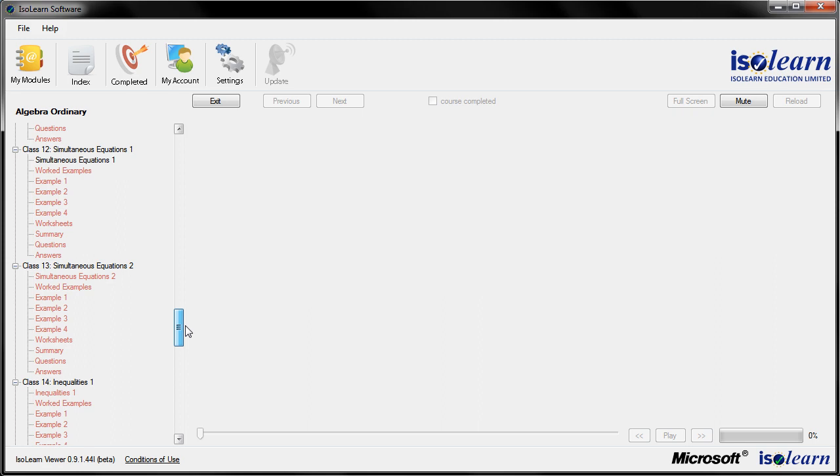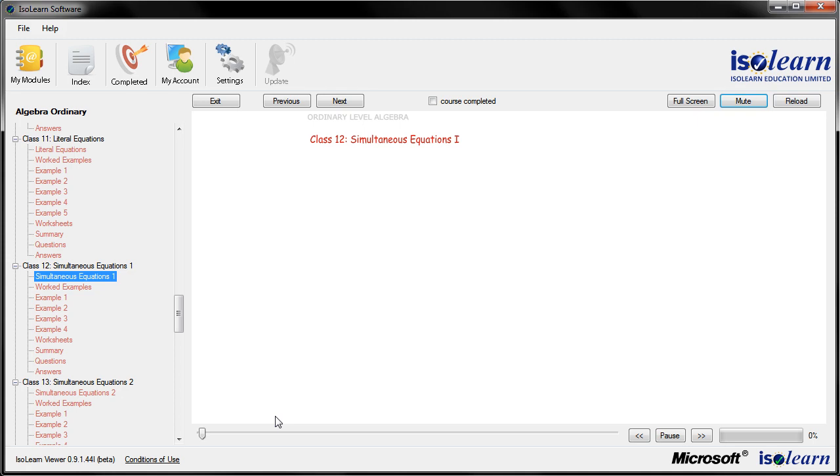Welcome to class number 12 of the Leaving Cert Ordinary Level Algebra course, where you are going to start solving simultaneous equations. Simultaneous y equals 2. Can you guess what the missing numbers x and y are? The numbers are 4 and 2. You need a technique for solving for x and y.